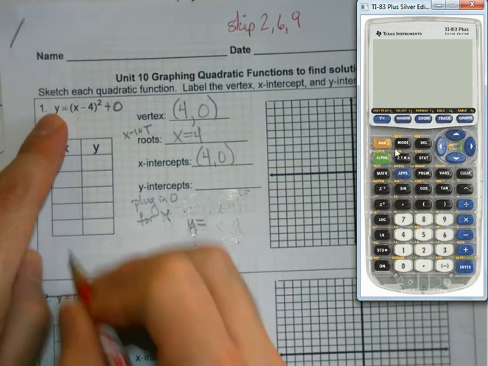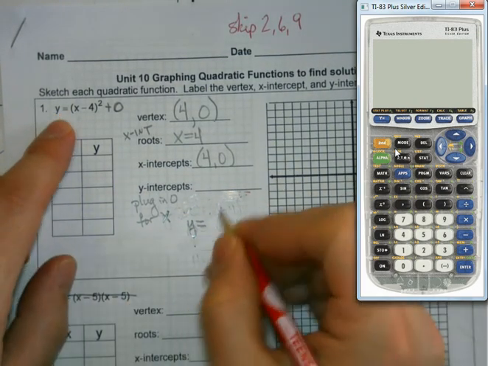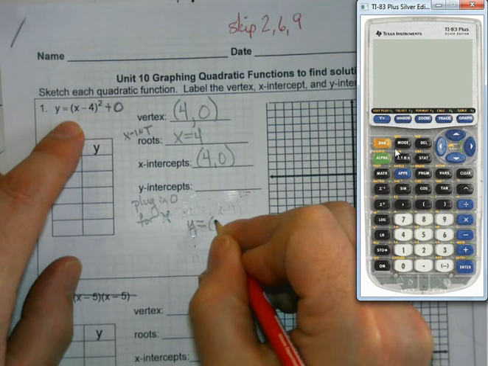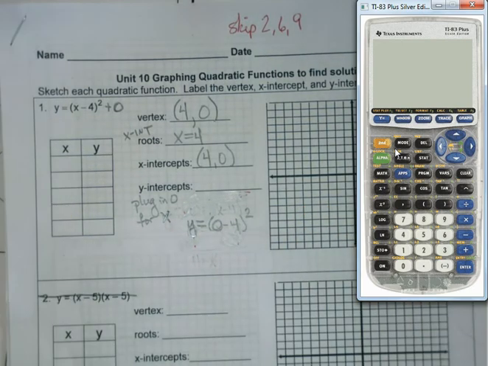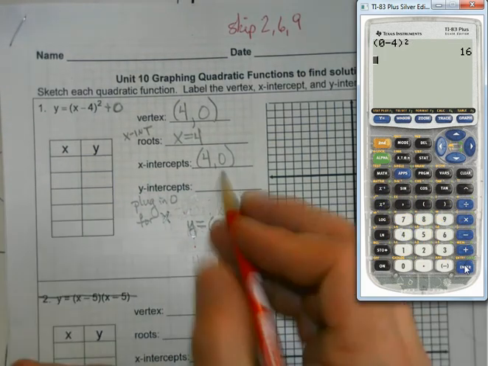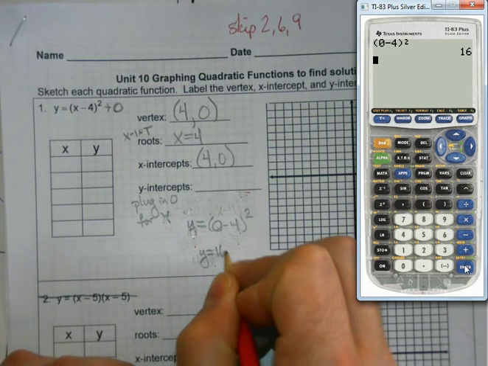Y equals, and if we need room over here, you guys can. So 0, that's better. Minus 4 squared, that's much better. Make sure the parentheses are there, though, if you are putting it in the calculator. So we do 0 minus 4 squared. That's better.